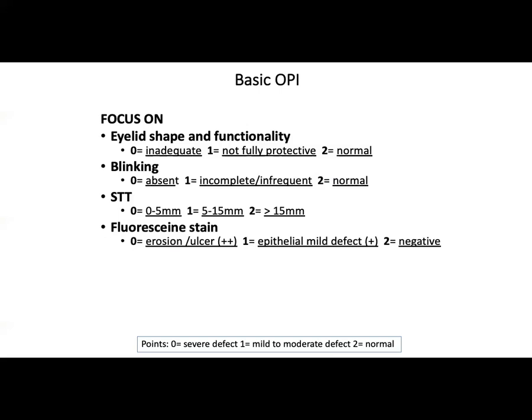With an ocular protection index value between 0 and 4, the prognosis, from my point of view, is negative. With an ocular protection index of 5, 6, the prognosis is good. With an ocular protection index of 7, 8, the prognosis is positive.